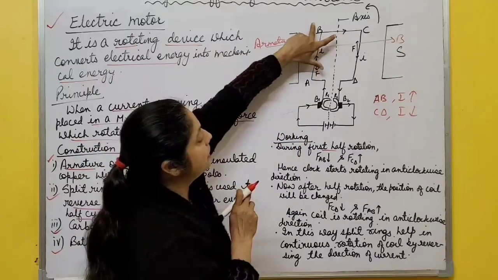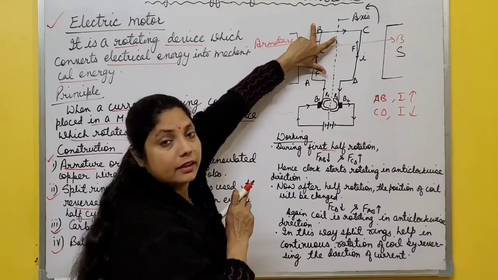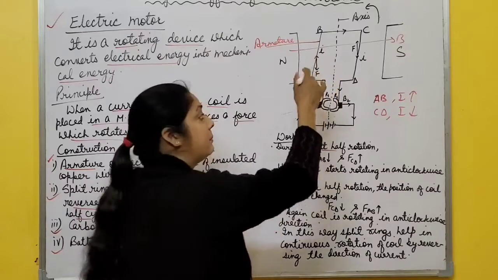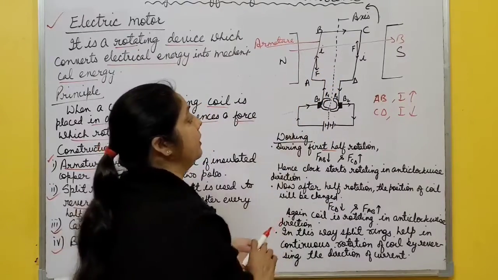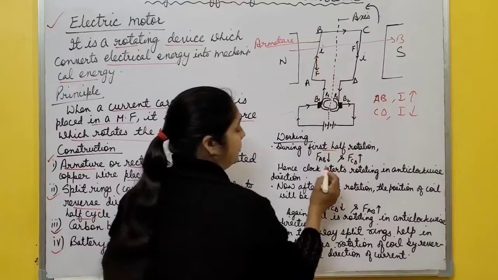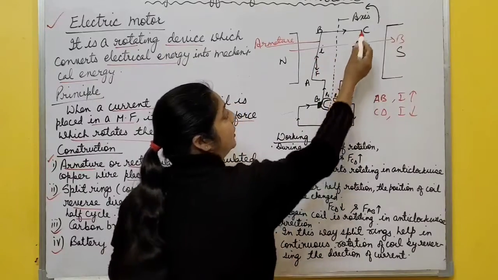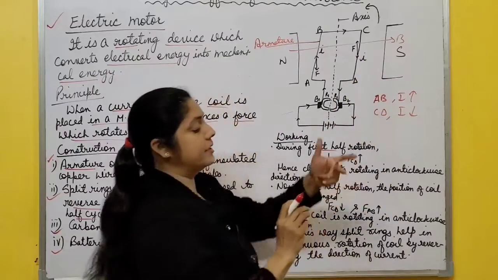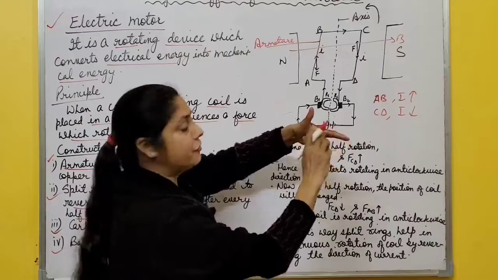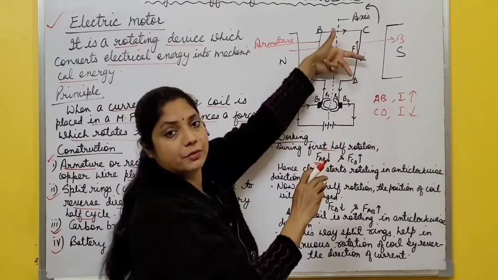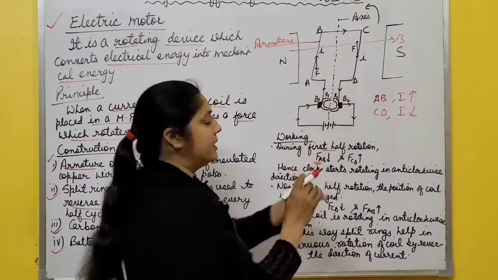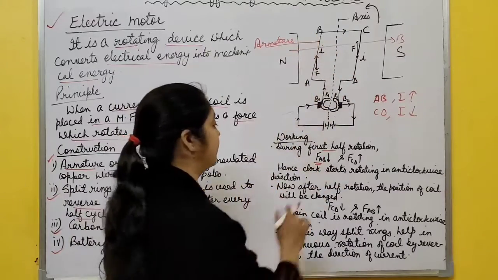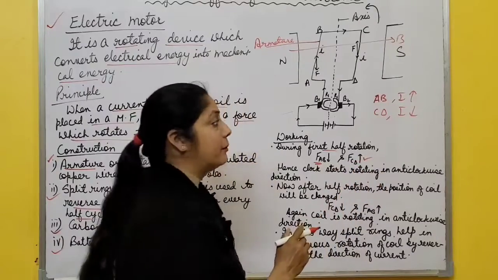Then the force on this AB arm is acting in the downward direction. This is the direction of force, and it is perpendicular to this plane. Right? Now in this CD arm, current is flowing in the downward direction. This is the direction of the magnetic field. Then force is acting upward. Right? So upward means inward and perpendicular to this plane. Downward means outward and perpendicular to this plane. So force on CD is acting in the upward direction.